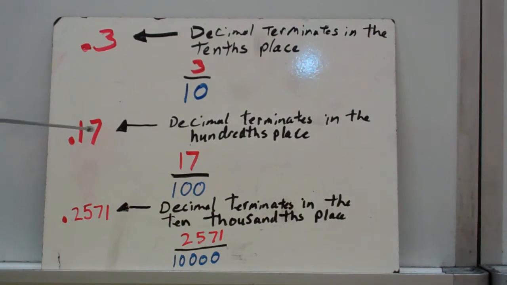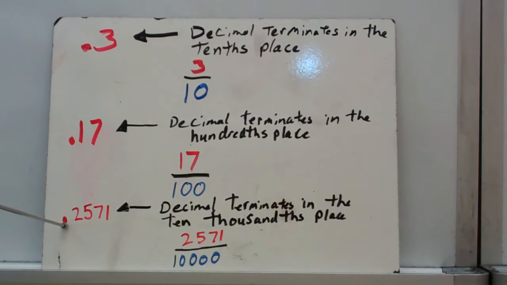With the next one, we have 0.17. The 7 is in the hundredths place, so 100 is what's going to go in the denominator. We then remove the decimal point and put the 17 in the numerator, and we have 17 over 100. Again, that fraction cannot be simplified, and so 17 over 100 is the result.